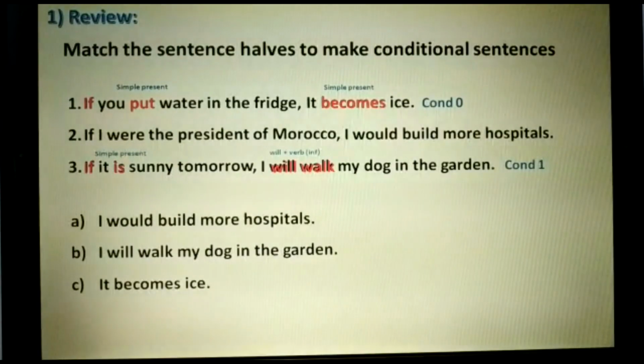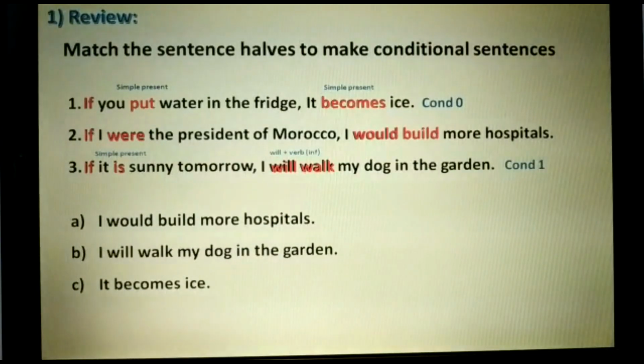Remember that in conditional type 1 we can use the imperative form. For example, if you are sick, go home and rest. If you travel to America, keep in touch. So these are examples of conditional type 1. Why do we use conditional type 1? We use conditional type 1 to talk about possible situations in the present that are likely to happen in the future. For example, if I have money, I will help poor people. So it is possible that I have money and I will help people if I have this money.